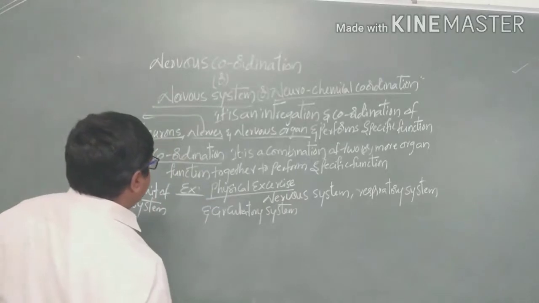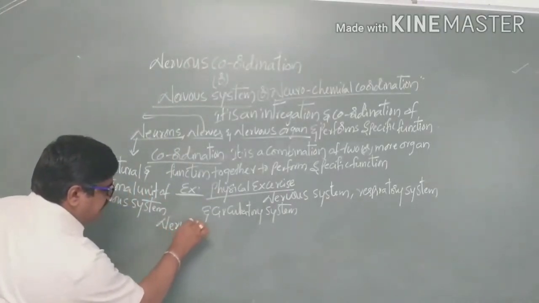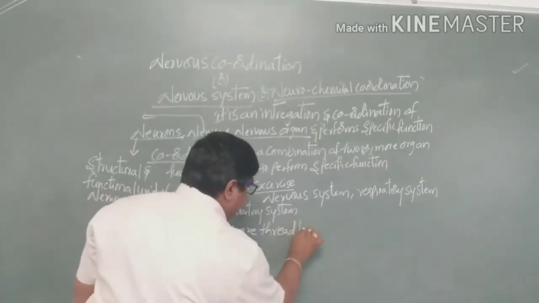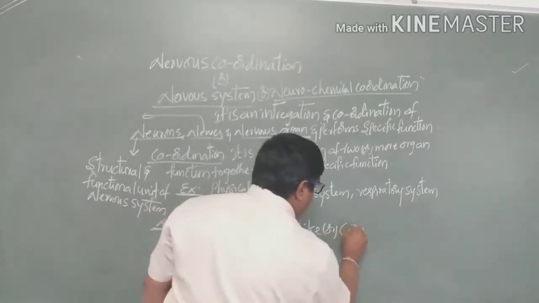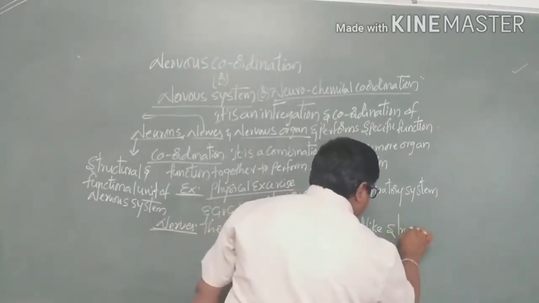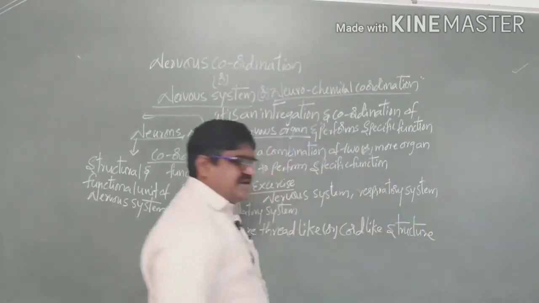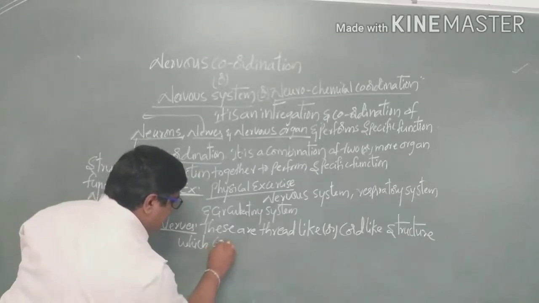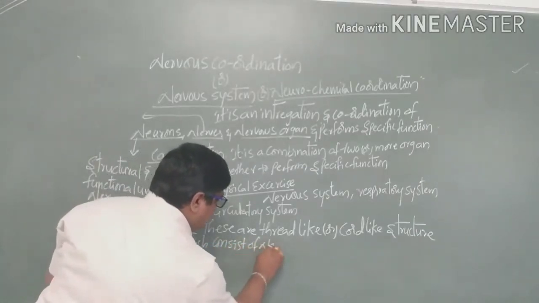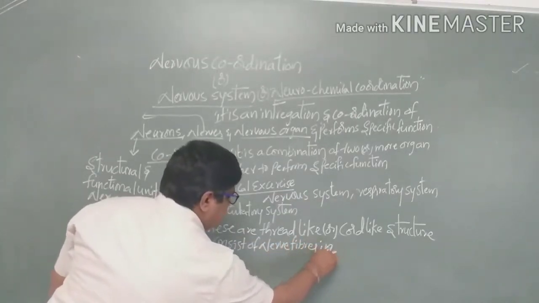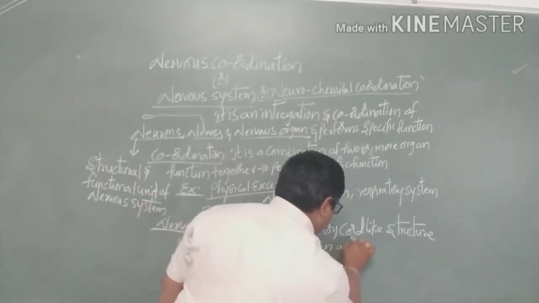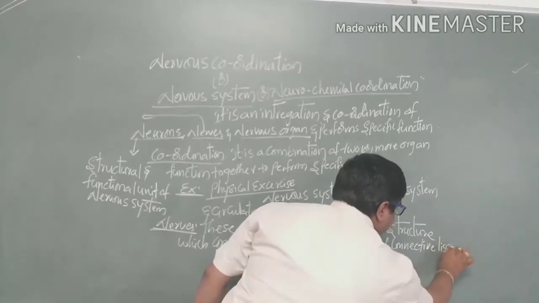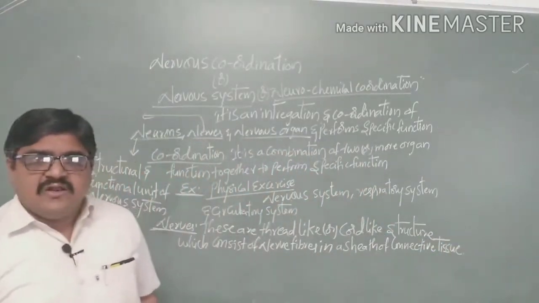Nerves means, what are the nerves? These are thread-like or cord-like structures which consist of nerve fibers in a sheath of connective tissue. Such structures are called nerves.